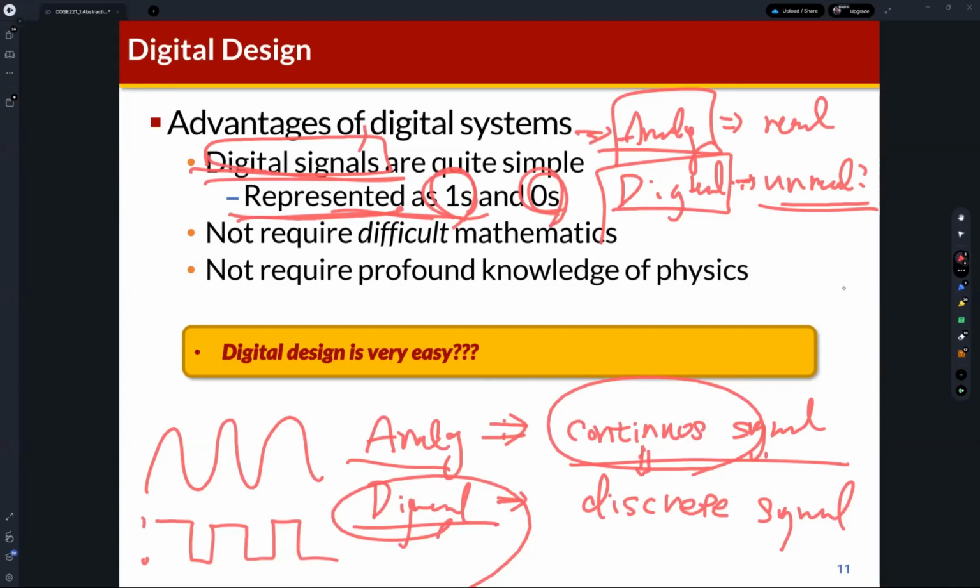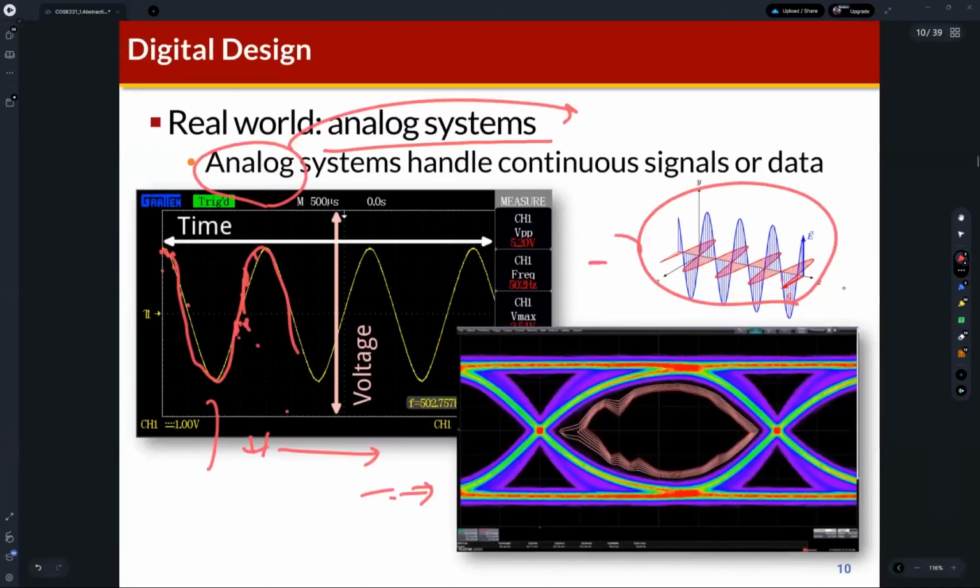So what are the advantages of digital signals? In order to process analog signals, I mentioned that analog signals have many different values that continuously change. So if there are many values, then we require complex systems. It's not easy to understand analog signals, because they have many different values.